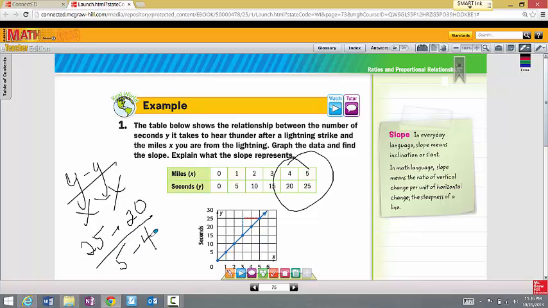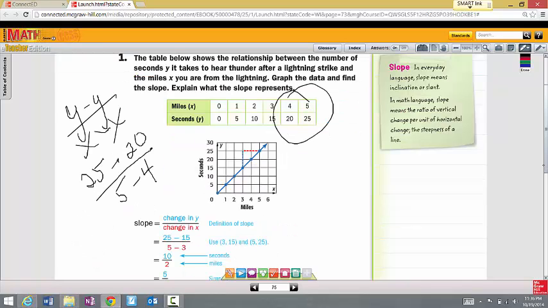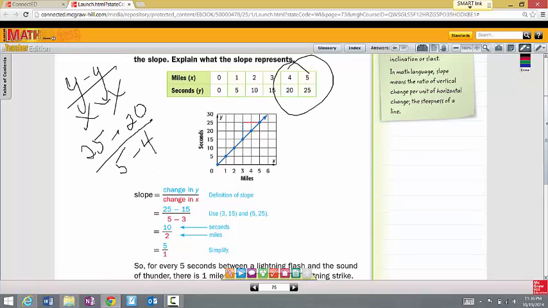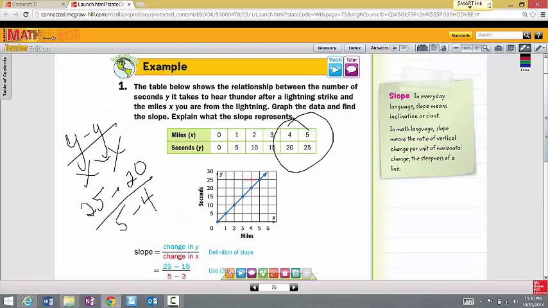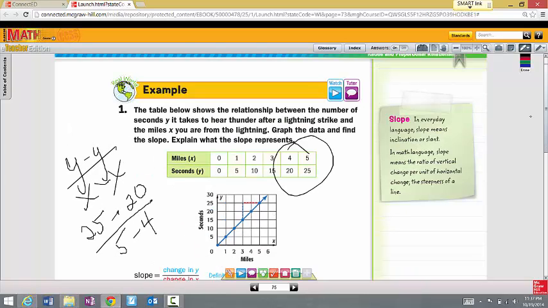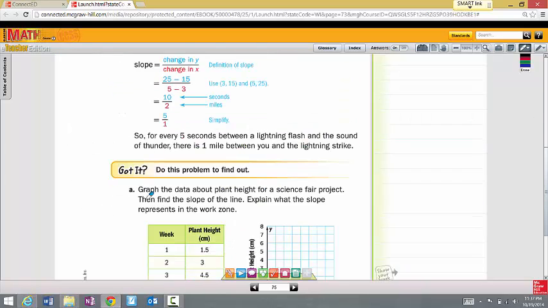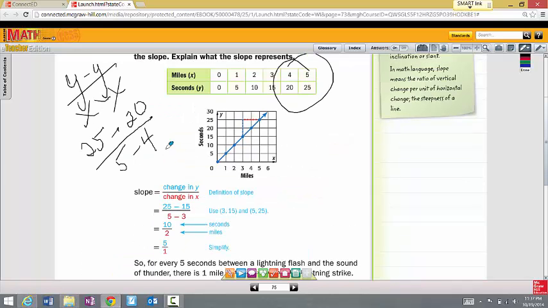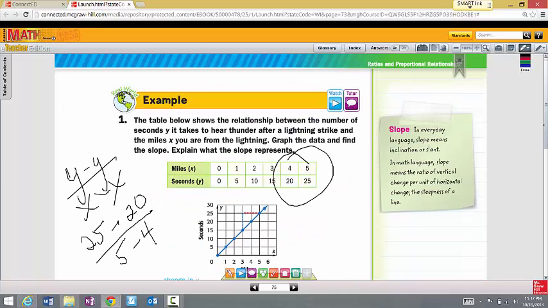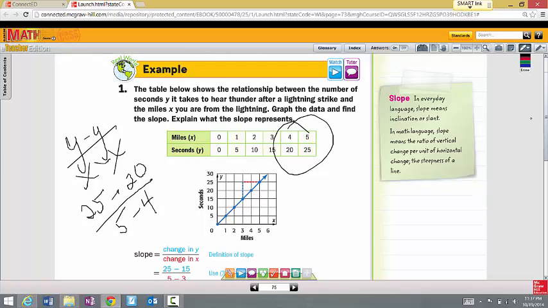And make sure that when you're starting with those points, you start with the same point. And make sure that you are showing all of your work. Okay? So 25 minus 20 is 5, over 5 minus 4 is 1. Now again, this is a perfect example. You have 5/1. You can leave that as 5/1, or you can write it as 5. Either one would be fine.